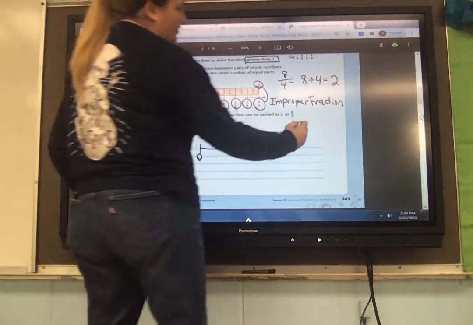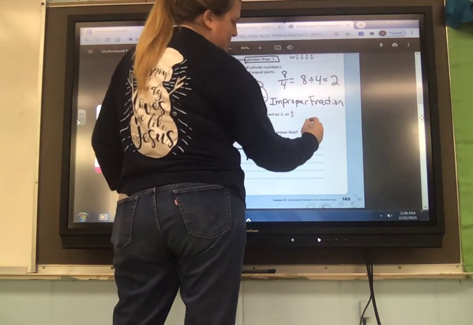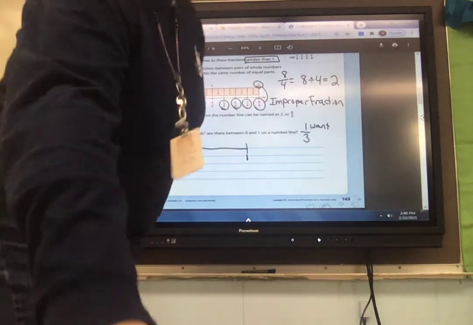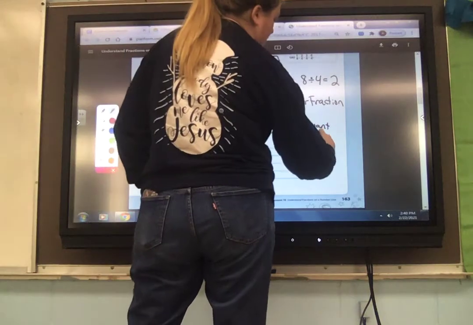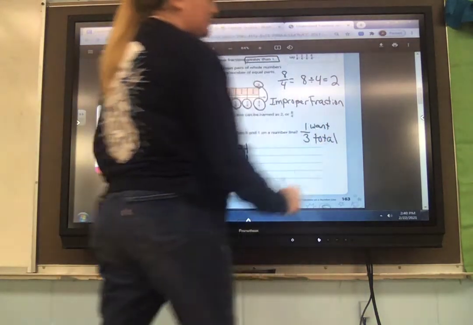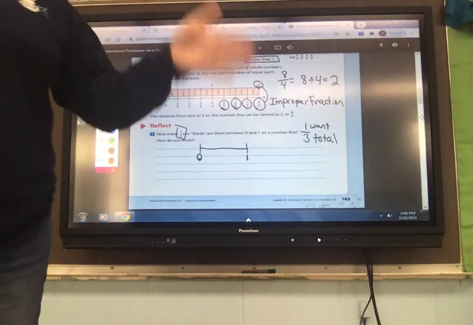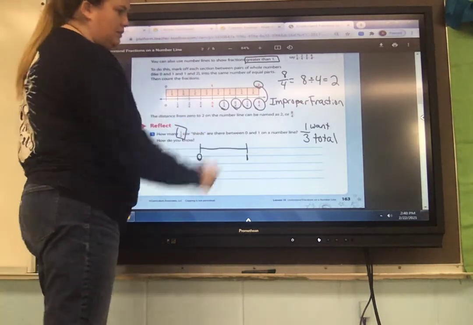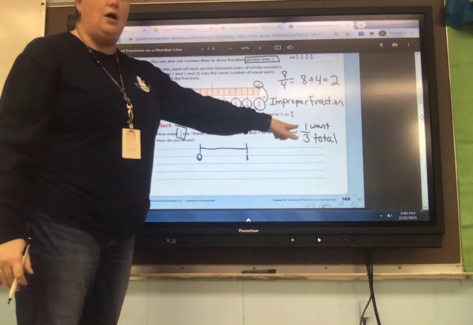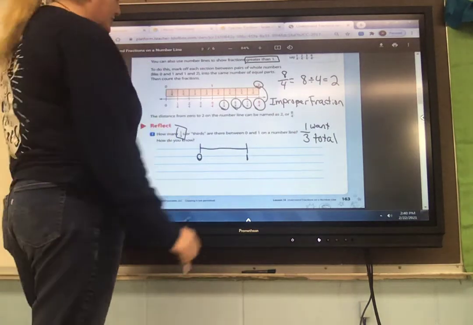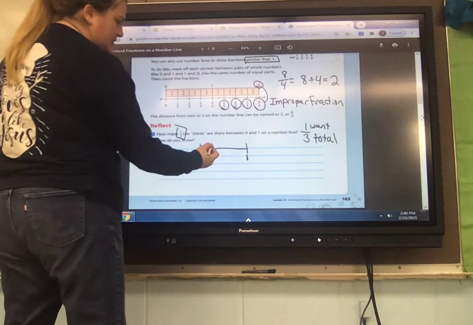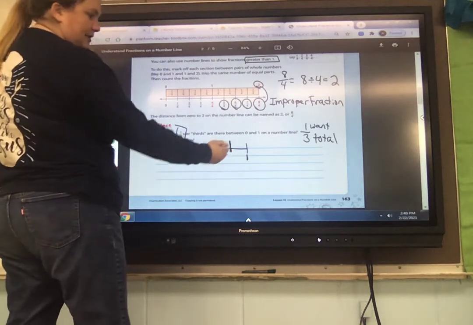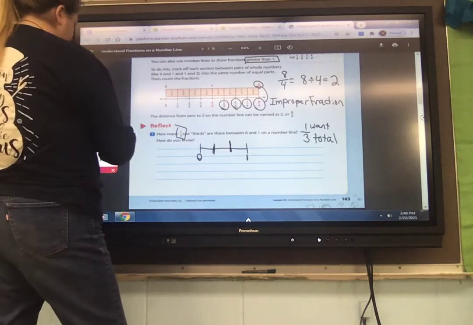Think about what 1/3 means. It means I want 1 part and there are 3 total. Remember, our denominator is our total. So that tells me I need 3 sections between 0 and 1, and I'm going to want one of those 3 sections. So first, let's make our 3 sections. We want to cut our number line. Remember, we're not counting the lines, we're counting our sections.